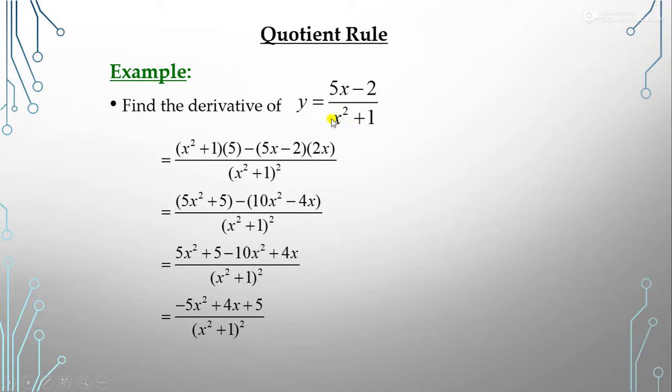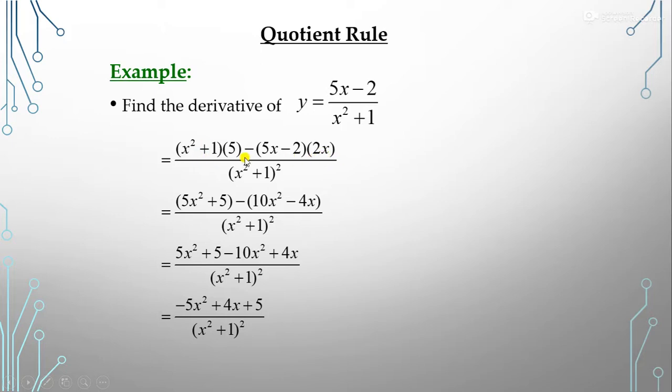So what will be the differentiation of the denominator here? Because this is x square, 2 comes out in front and the power of x is 2 minus 1, so x, and the differentiation of the constant term is 0. So the differentiation of x square plus 1 is only 2x.